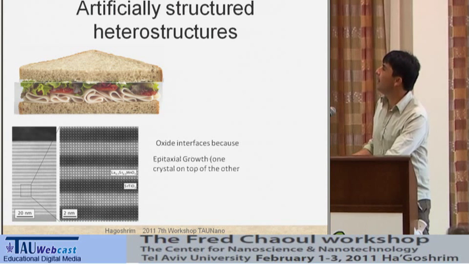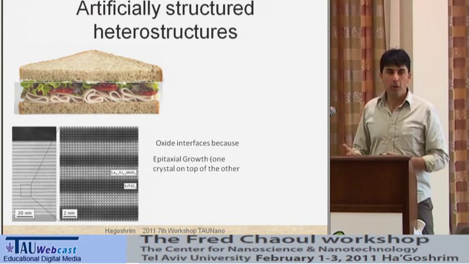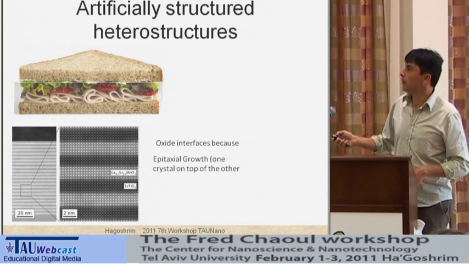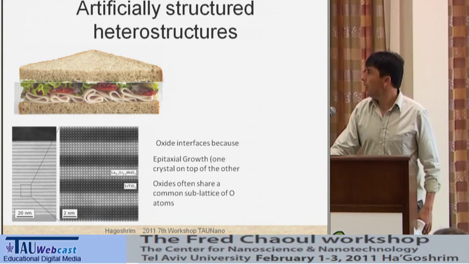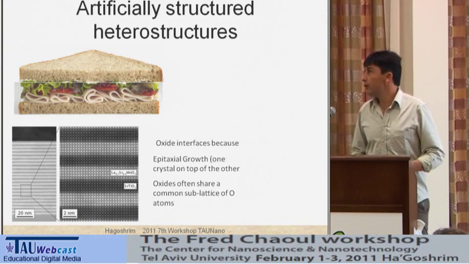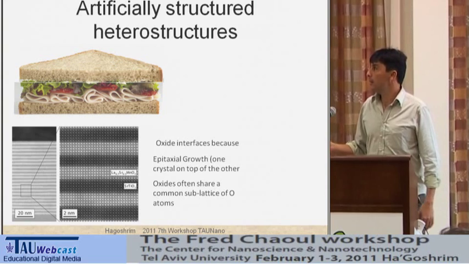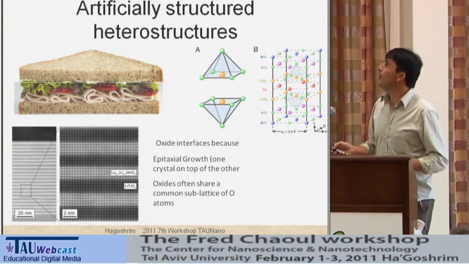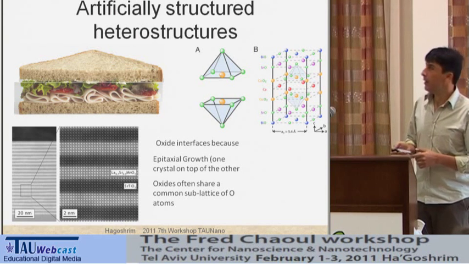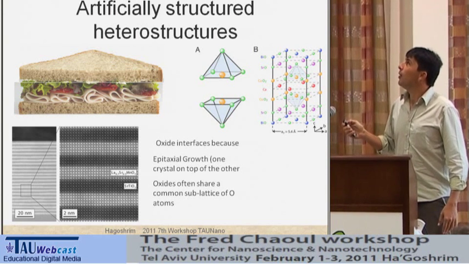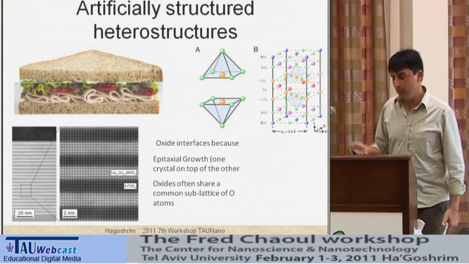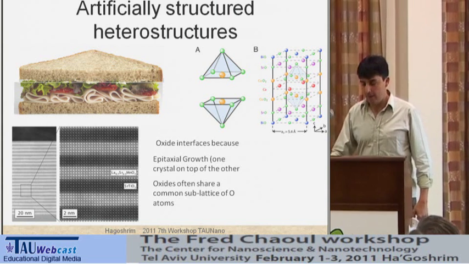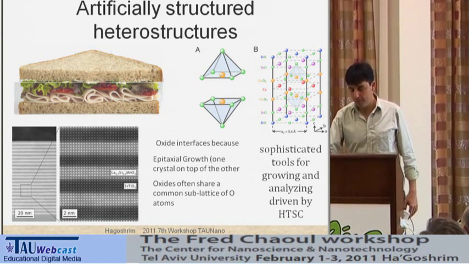First of all, they grow nicely, and they can be grown epitaxially, which means that the lattice can just be continued from one layer to another. Oxides usually share the same sublattice constant, so one oxide can be grown on the other. And of course, we have many tools for growing and characterizing oxides because we used to study high TC cuprates, and we're still studying them, and many tools were developed because of that. And they are oxides themselves.